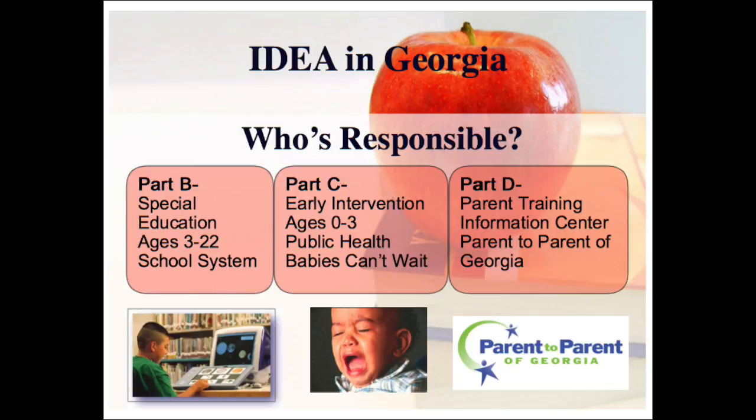Part D of IDEA goes into different projects and research that are going to be done, as well as mandating that each state have a parent training and information center. The Parent Training and Information Center is required to do trainings and that sort of thing and to get information out to parents about what the law is about and what their rights are under the law. So in Georgia, the Parent Training and Information Center is Parent to Parent of Georgia. And this training that is coming to you today is a result of Part D of IDEA.